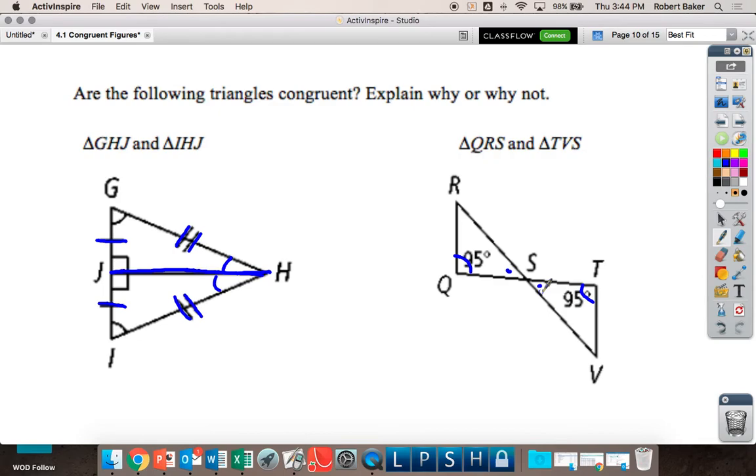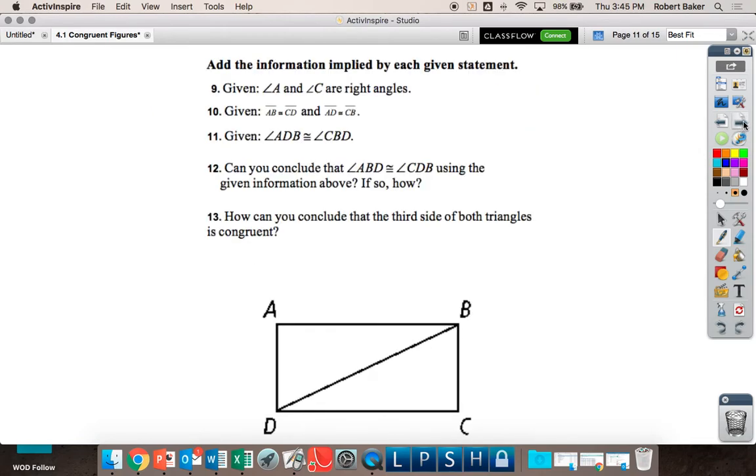Do I know anything about the sides? No, I don't, do I? So can I say those two triangles are congruent? No, I cannot. I have three angles that are the same. What do you think about the sides? I just say I know there are three congruent angles. I know nothing about the sides. Here we go, right? Let's wrap it all together.